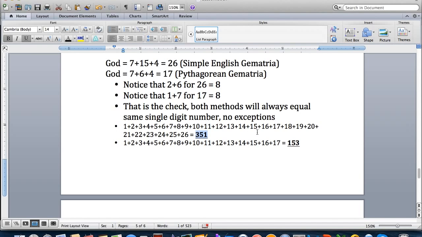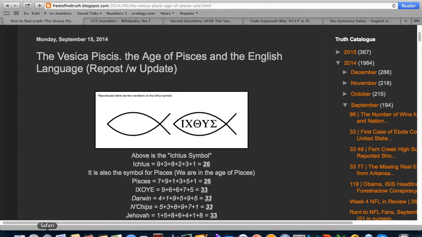The point is these numbers are not arbitrary. They're based in mathematics, they have reason, and they're encoded into our language. It's the reason the word God is 26.